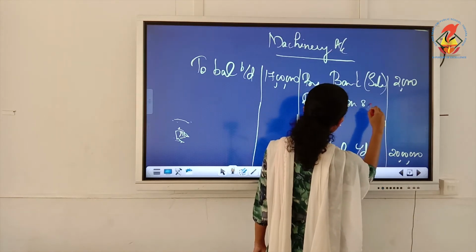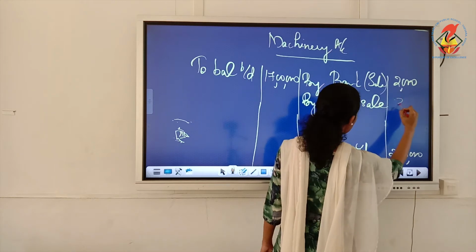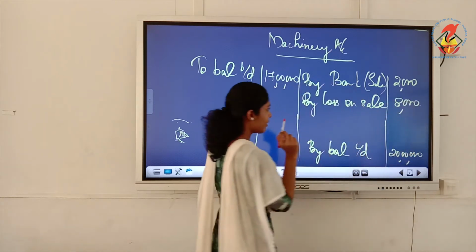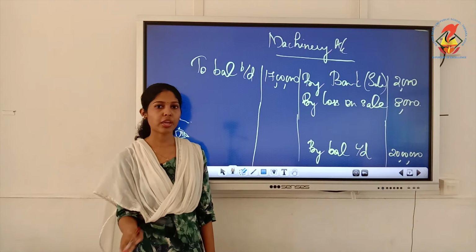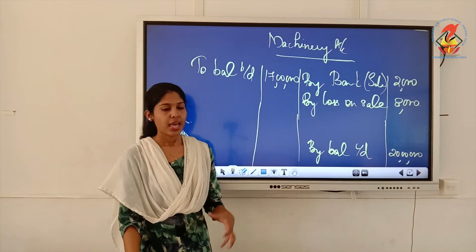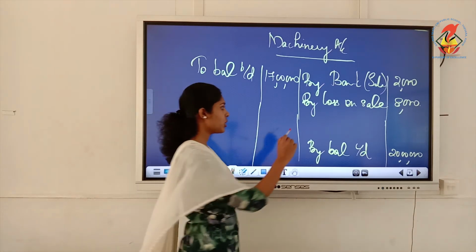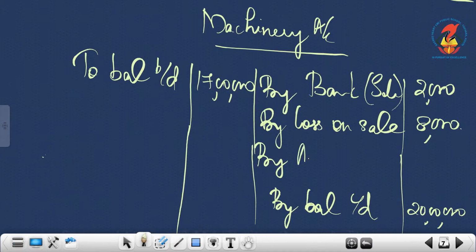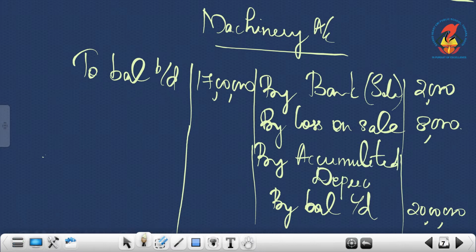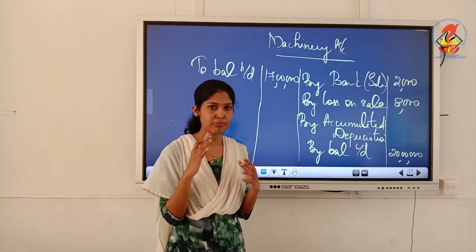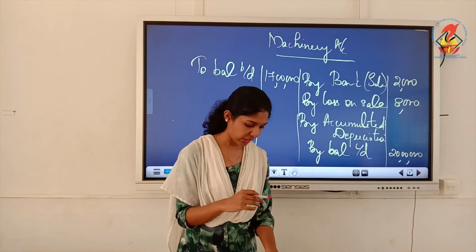So once you record by bank the sale value, then you have to record the loss on sale immediately after that. Next, what we have to record is the depreciation. And since we are maintaining it as accumulated depreciation account, you should specify this as by accumulated depreciation.